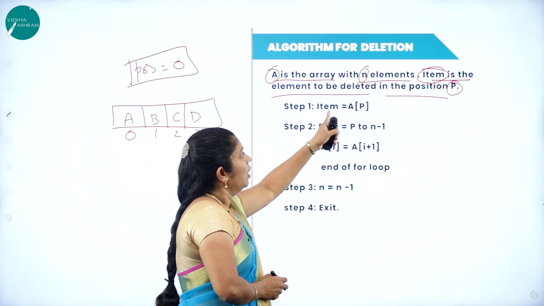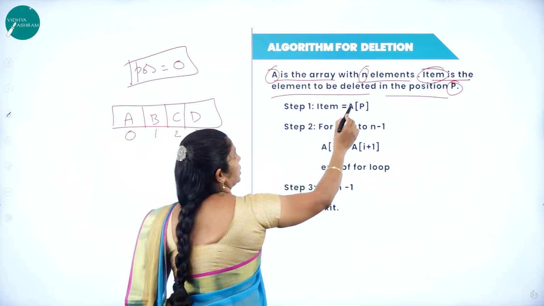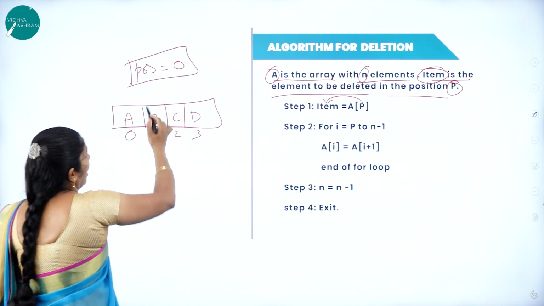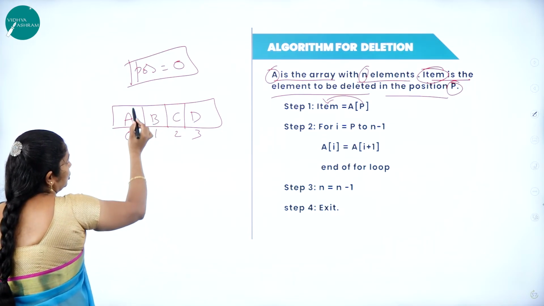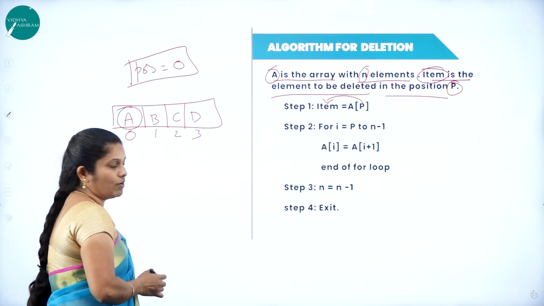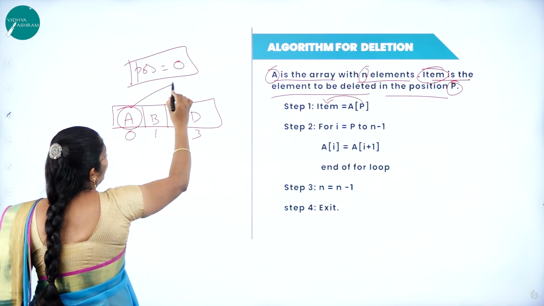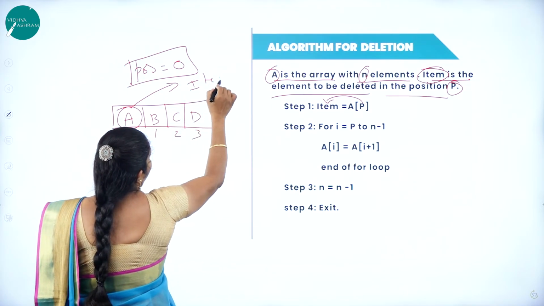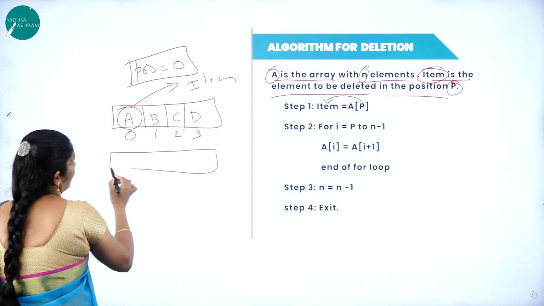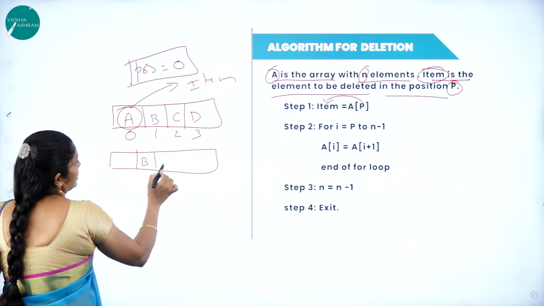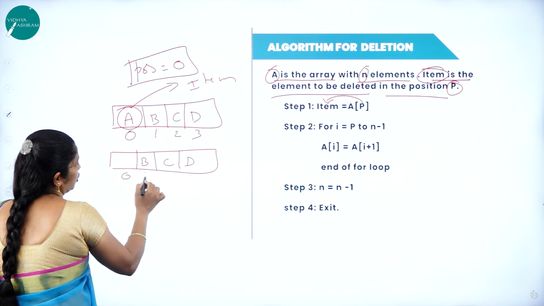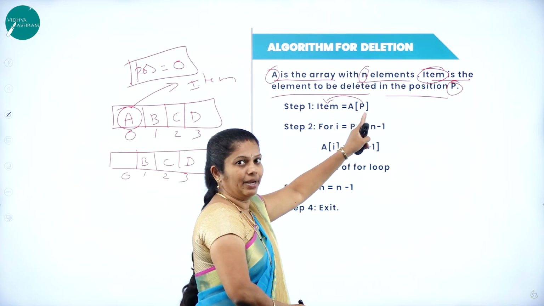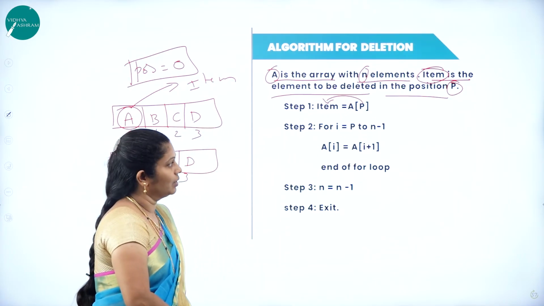First step 1. Whatever value is in the position, we have to move to item. Here I have given the position 0. Then in this position, the element A of P, we have to move to a temporary place. That is the first step, that I will move to item. Then what are the array elements now? B, C and then D. Position wise 0, 1, 2, 3. First step, we have moved whatever element was in that position to item.